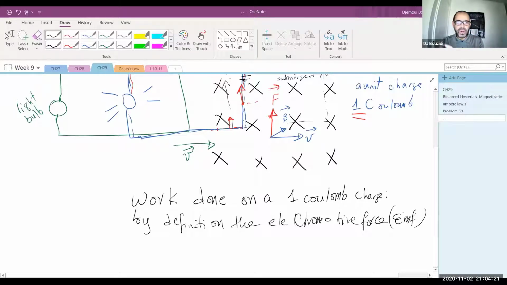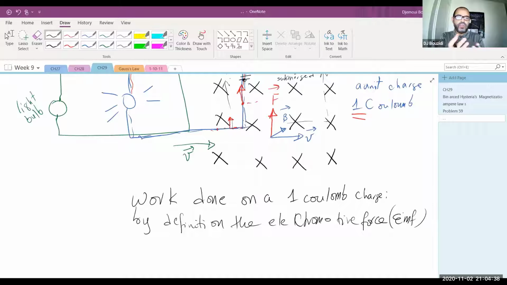Again, to go back to the example of a normal battery, that is actually the EMF too. That is a 9-volt battery. That is the EMF. That is the work needed to move 1 coulomb charge from one side to the other side of the battery. Okay, that is what the EMF is, and it's measured in volts.